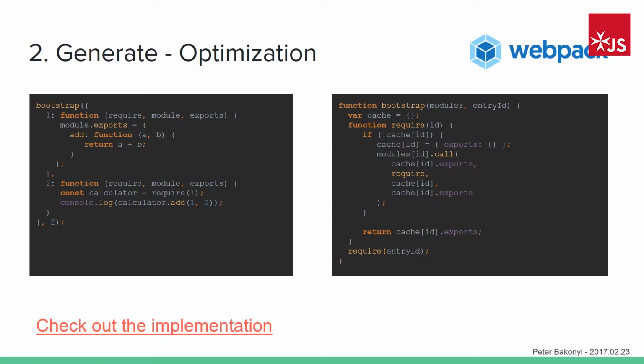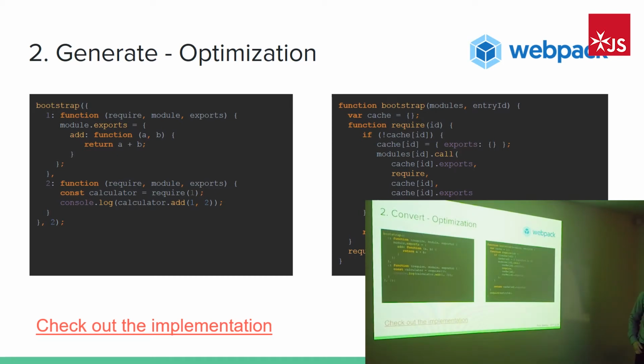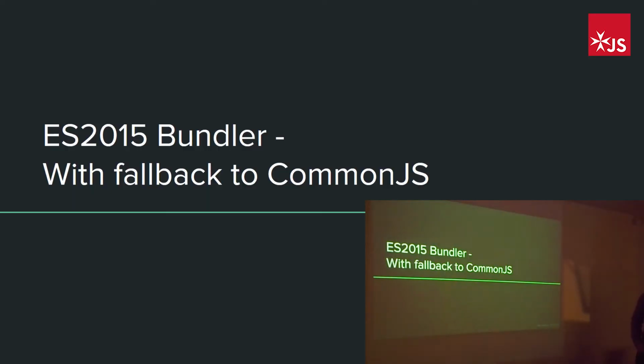So this is how we could implement a very naive CommonJS bundler, but it's not that trendy today because we have the ES 2015 modules. So nobody actually uses CommonJS modules on the front end. It's still used on the back end, but on the front end we started to use the ES 2015 modules. So let's see how we could implement an ES 2015 bundler if we can use our previous implementation that we did.